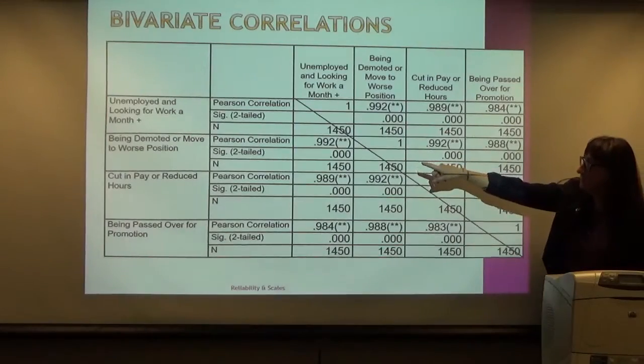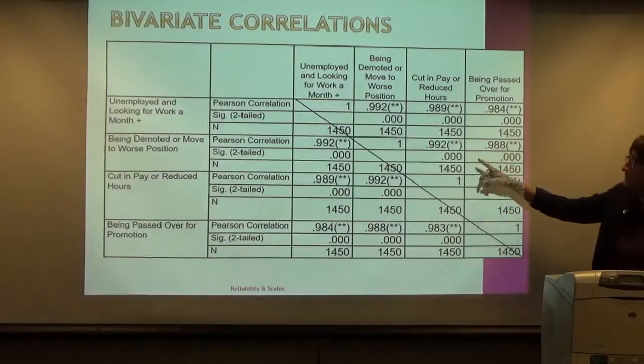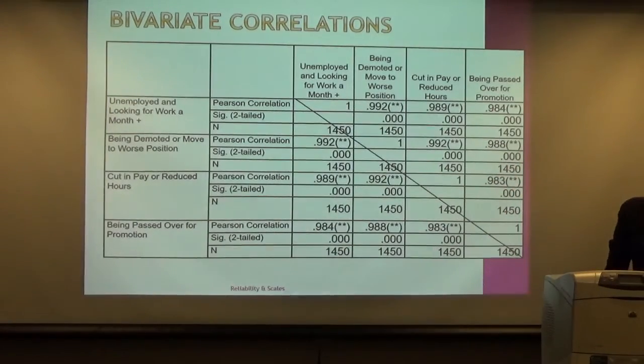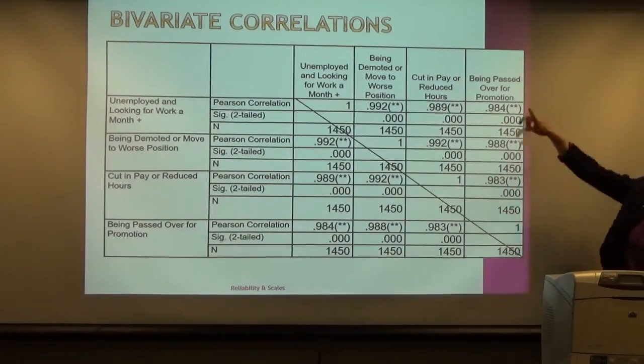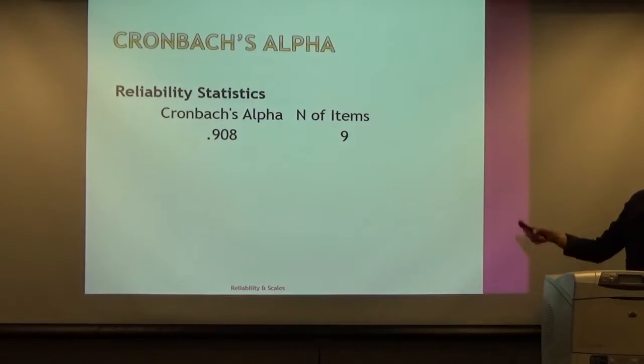Okay, and then being demoted and cut in pay, being passed over, and then cut in pay, passed over. Okay? So they're all correlated pretty high, right? They're all 0.9s. So we run that first, and then we go ahead and we run the Cronbach's alpha, and we get this little box first. It's called reliability statistics, and it tells you the Cronbach's alpha and the number of items. So I put 9 items in, I ran it, and I got an alpha of 0.908. It's higher than a 0.7, so I'm rocking. I'm good.